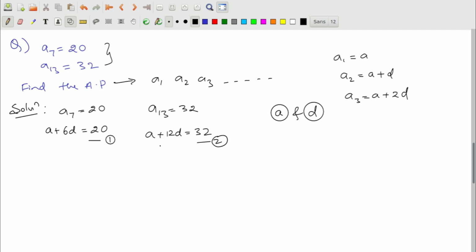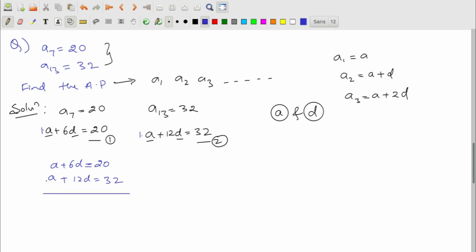So now let's find a and d. Now how to find a and d? So see here, these are the two equations with the variables a, d, right? So they are two linear equations with two variables, and you know how to solve a pair of linear equations in two variables, right? So you can use elimination method or substitution method. So as we have the same coefficient here, I will go with the elimination method, right? So a plus 6d is equal to 20, and then a plus 12d is equal to 32.